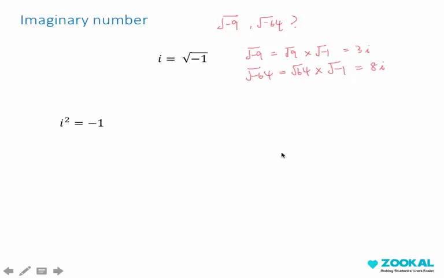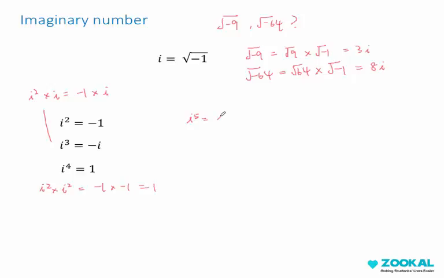Now let's look at i squared. So i squared equals -1 as we just remove the square root. How about i^3? i^3 equals -i because i^3 equals i squared times i, which equals -1 times i. So it equals -i. How about i^4? Now i^4 equals i squared times i squared, so equals -1 times -1. So you get 1.